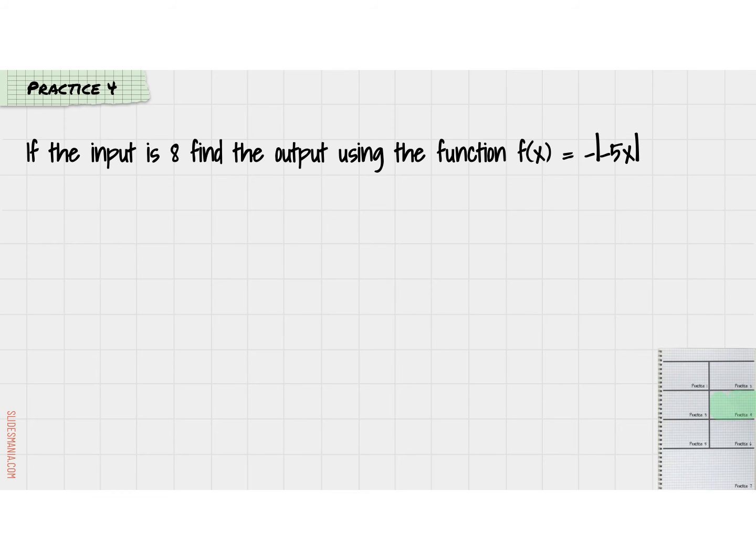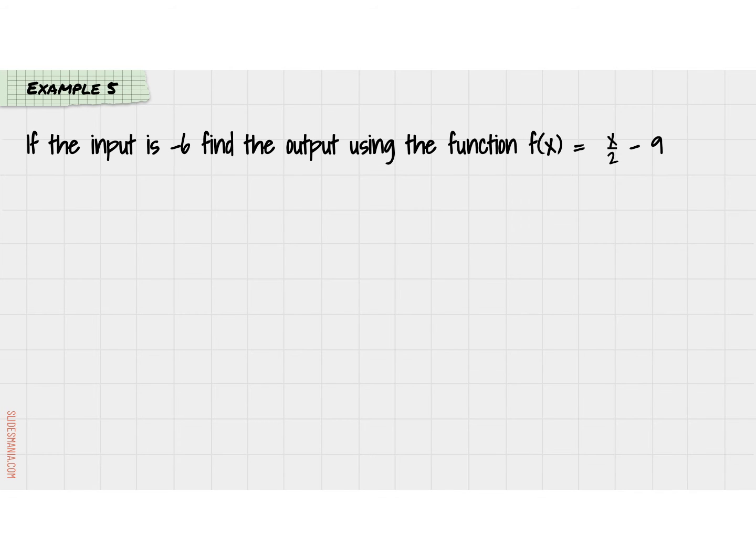Practice 4 goes here. Again, you guys are free to pause the video and try it. Let's move on to the next one. Example 5: the input is -6. Find the output using the function f of x equals x over 2 minus 9.